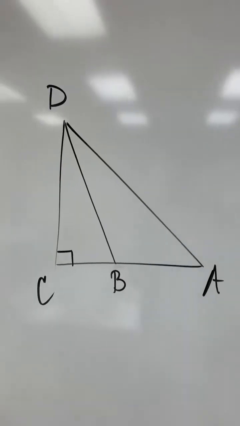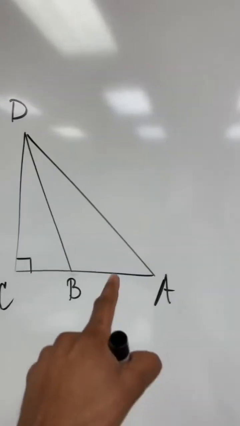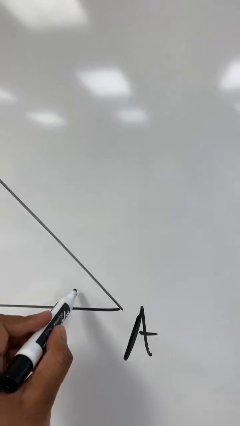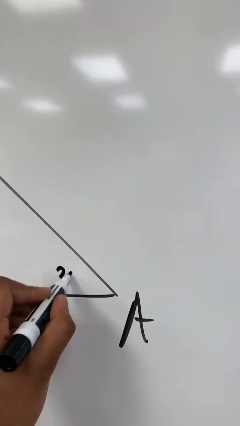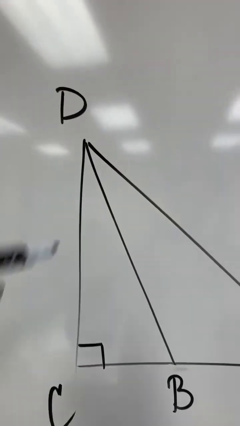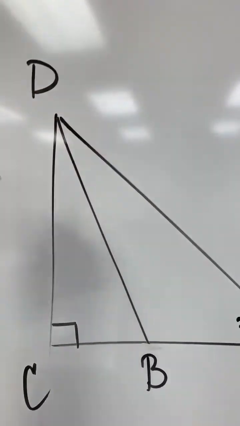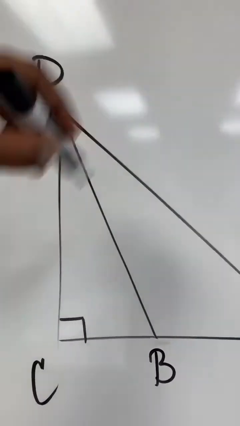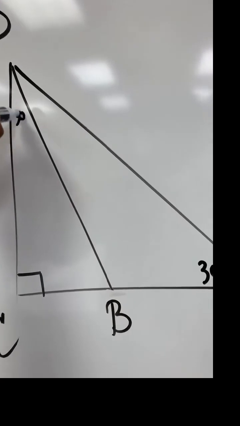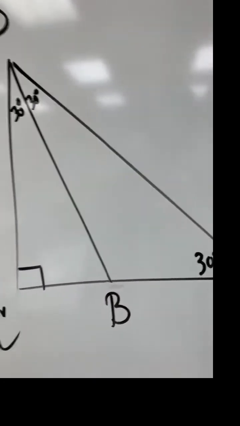All right, so I'm about to put it all together. Now, here we go. We know that that is 30 degrees from earlier. So I got my 30 degrees here. We also know that this is 60 degrees, but it has been bisected. So I'm not going to write 60. I'm going to split that into 30 and 30 equally.